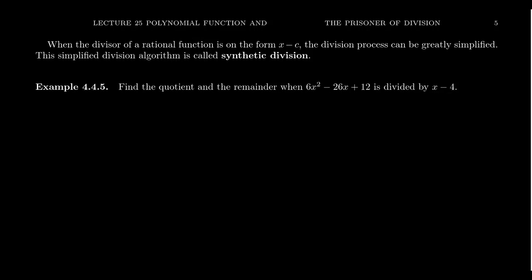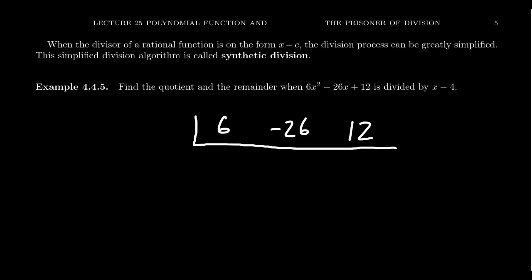We're going to take the polynomial 6x squared minus 26x plus 12, and we're going to divide it by x minus 4. So when you do synthetic division, you're going to draw your division box, but this time it's going to be upside down. And in descending order, we're going to record the coefficients of the numerator, just the coefficients. So we're going to get a 6, a negative 26, and a 12, like so. It has to be in descending order: you start with the biggest power, then the next power, then the next power.